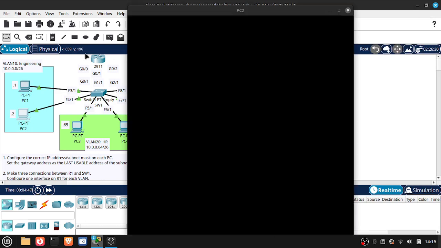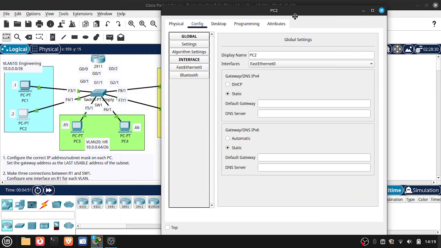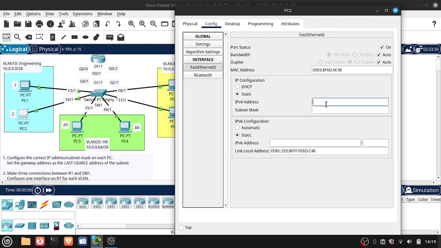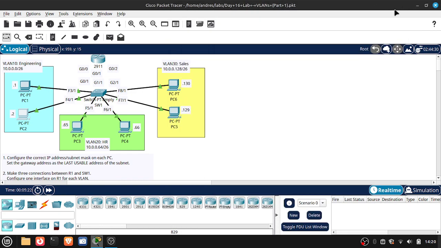Our second PC is more of the same. The default gateway, 62, we said, the last usable address, and you are gonna be that too. Subnet mask slash 26. I would like to put 26 instead of all these numbers, but that is how this works.